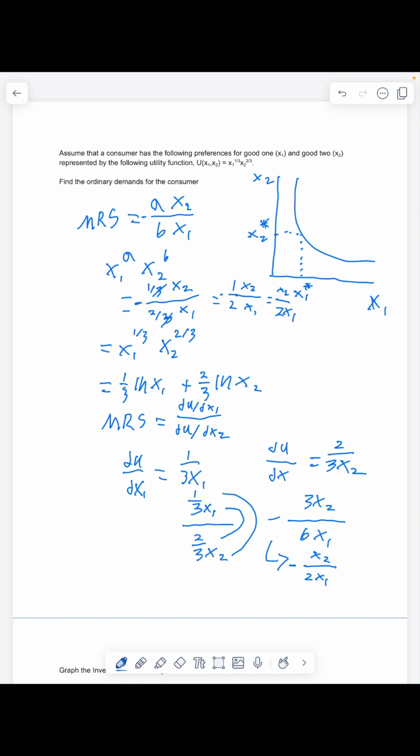And we have to remember that this is always going to be negative. If we compare this to the number that we found earlier, we have minus x2 over 2x1. In this case, it's kind of hard to see, but we do have the same thing.